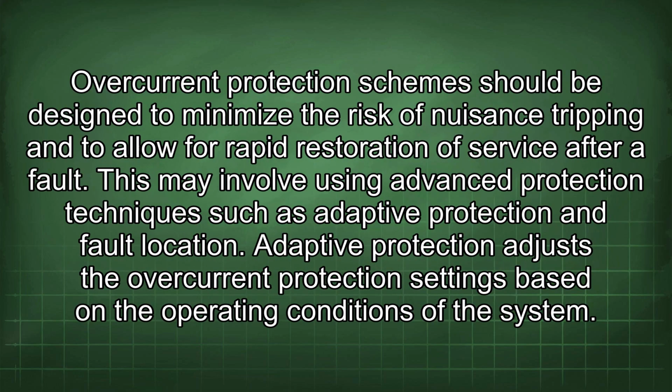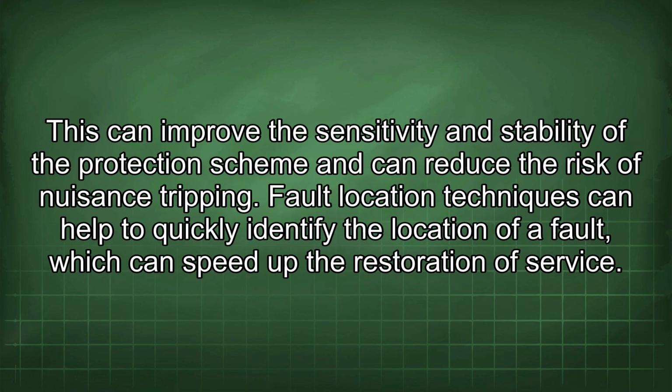Overcurrent protection schemes should be designed to minimize the risk of nuisance tripping and to allow for rapid restoration of service after a fault. This may involve using advanced protection techniques such as adaptive protection and fault location. Adaptive protection adjusts the overcurrent protection settings based on the operating conditions of the system. This can improve the sensitivity and stability of the protection scheme and can reduce the risk of nuisance tripping.